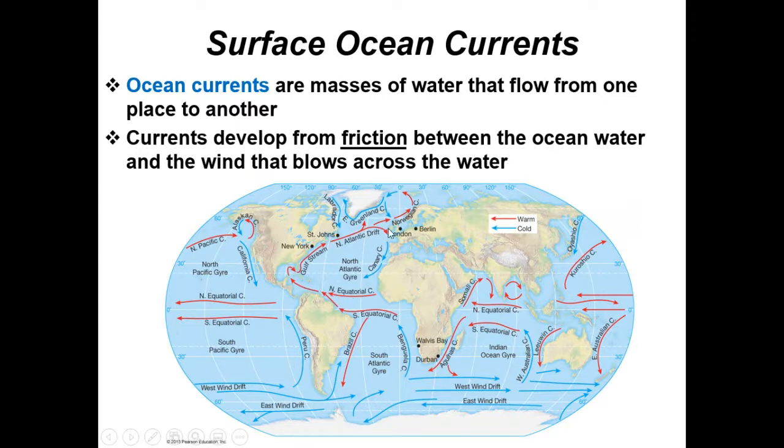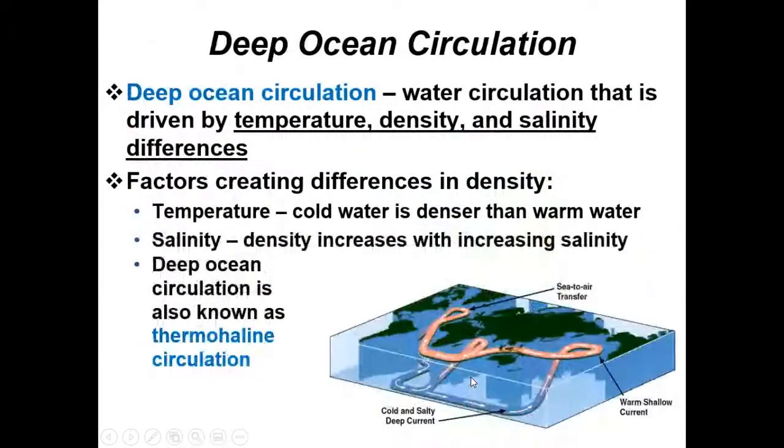The ocean currents move in a clockwise direction via these 4 different ocean currents. There's a handful of them in other places: the South Atlantic, North and South Pacific, and one in the Indian Ocean as well. Deep ocean circulation moves by temperature, density, and salinity differences. Let me explain that.